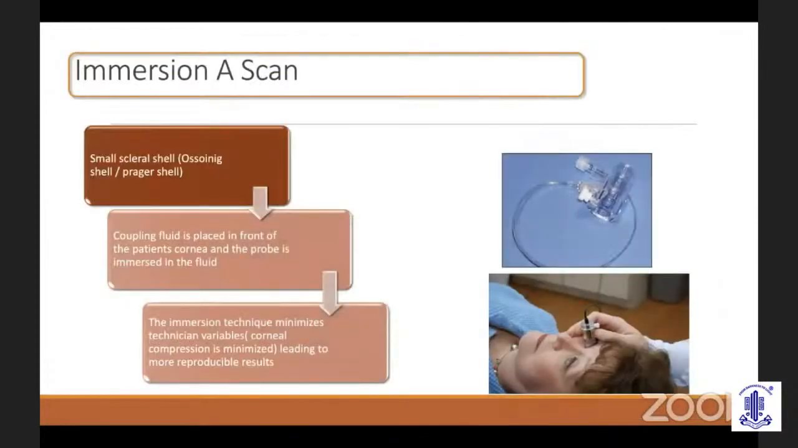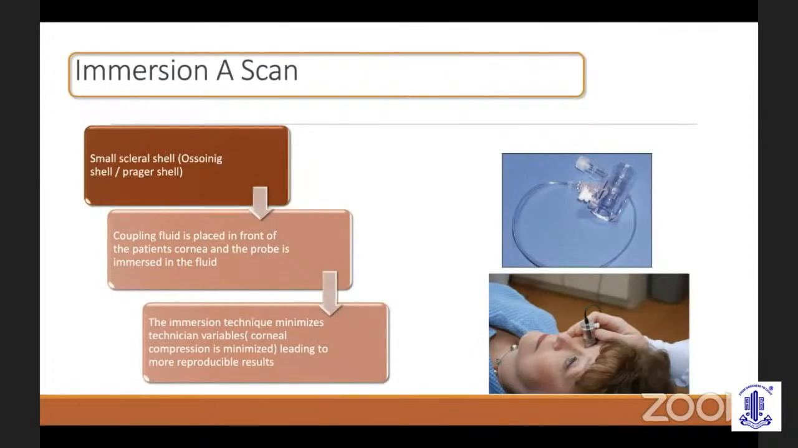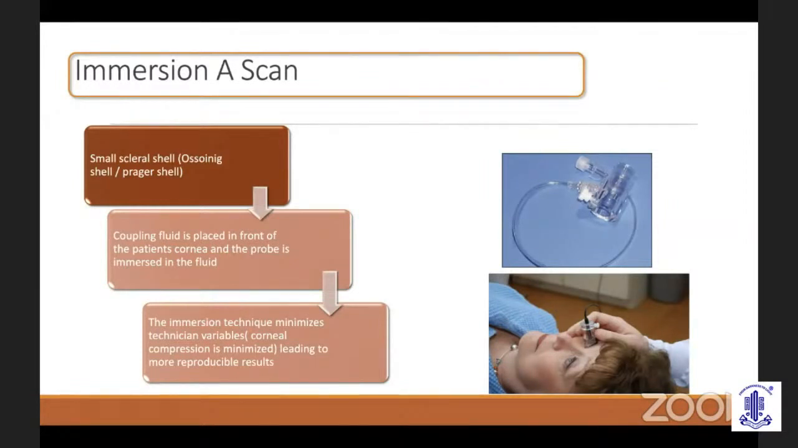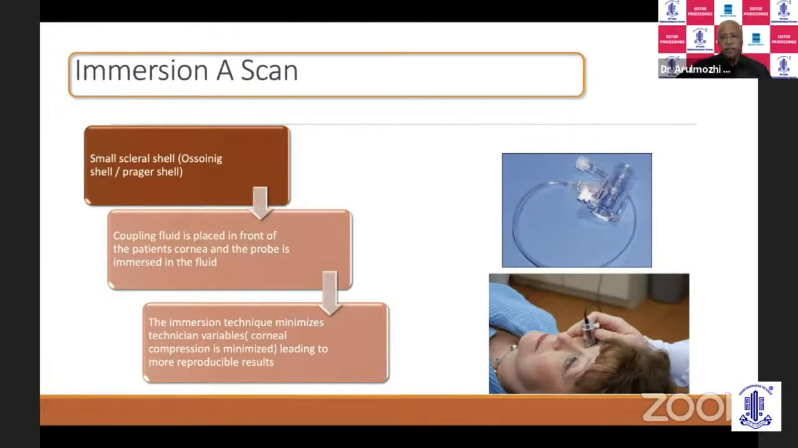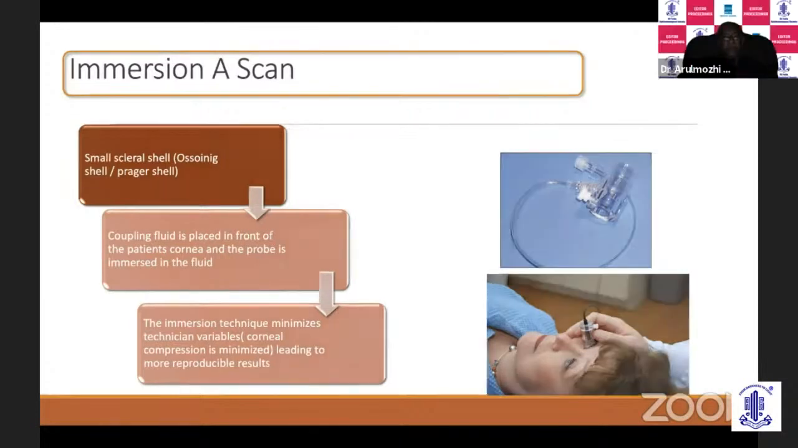In the immersion scan, you have several different types of shells available, which are basically hollow shells that are filled with BSS and placed on the cornea, and the probe is placed in the BSS water bath. The probe does not touch the cornea, thereby removing one source of error, which is the indentation of the cornea. That's about all that the immersion device removes. So theoretically and practically, it's more accurate than the applanation method.